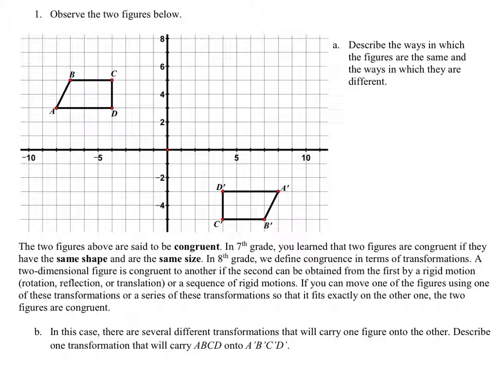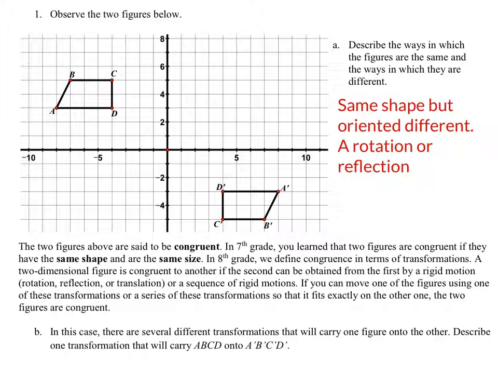Observe the two figures below. Describe the ways in which the figures are the same and the ways in which they are different. In what ways are these the same? Well, it's the same shape. It's just been oriented differently. This one could be a reflection if it were reflected across the line y equals x. Some 180-degree rotations, at least about the origin, are the same as a reflection over the line y equals x.